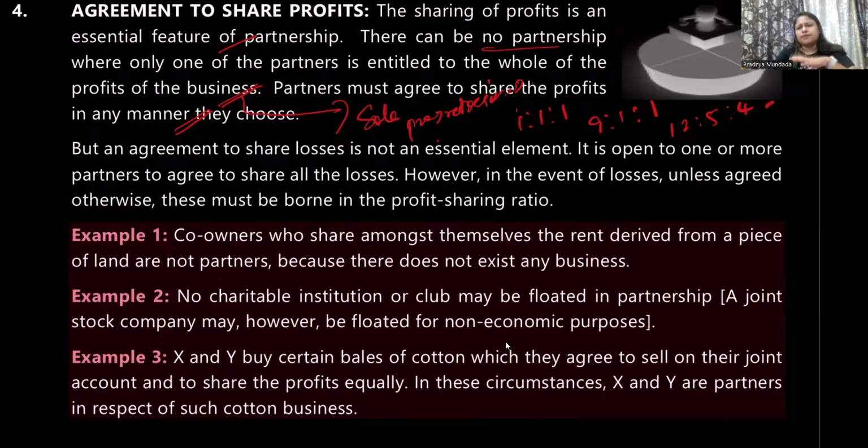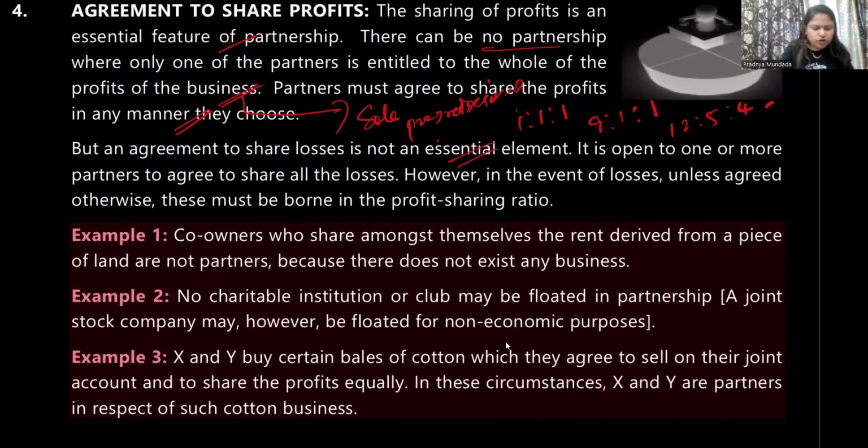Suppose some businesses say profit will be shared in the ratio of 12 is to 5 is to 4, but loss will be shared in the ratio of 1 is to 1 is to 1. Then in that case, profit means that, loss means this. But if nothing is told about loss, obviously the logic is what? How you share the profit, in the same way you share the loss. So having a loss sharing ratio is not required, but having profit sharing is required. Okay? But an agreement to share loss is not essential.